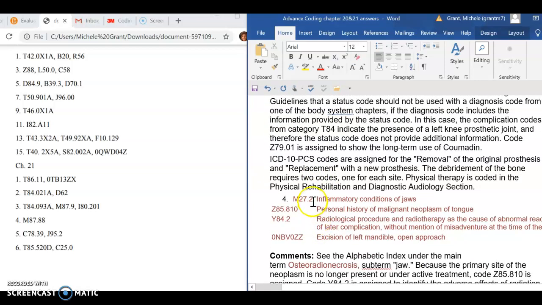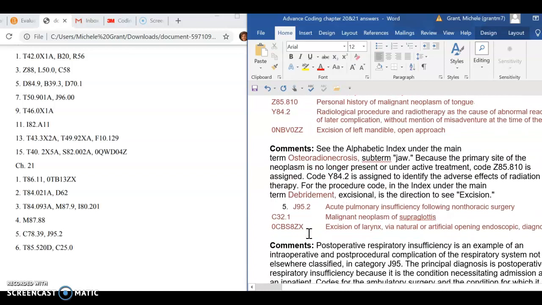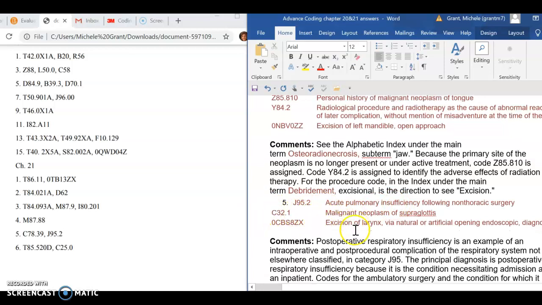Number 4, we need inflammatory condition of the jaws. We also need a personal history of malignant neoplasm of the tongue. We have a Y code, and we also have an excision code. Number 5, J95.2, acute pulmonary insufficiency is principal diagnosis. And then we code our malignant neoplasm.